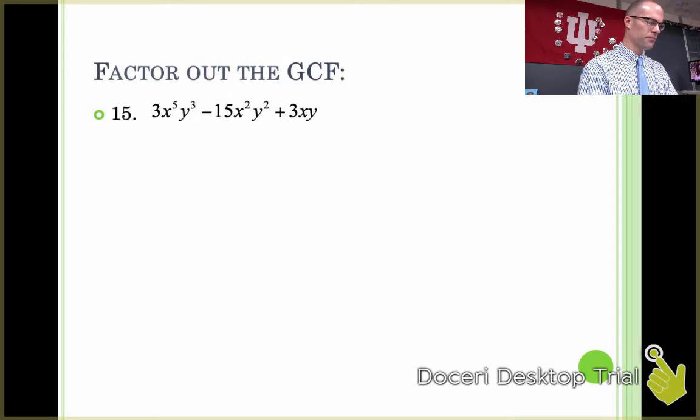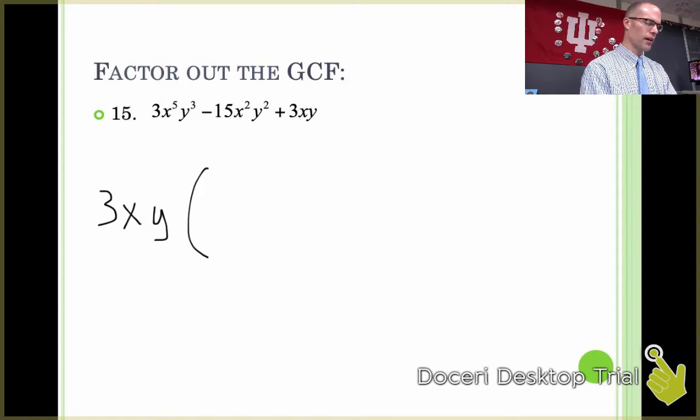Okay, number 15. We have a 3, a 15, and a 3, so we can take a 3 out. I have an x to the fifth, x squared, x. So the largest x I can take out of all 3 of them is just the one x because this is x to the first power. Same thing, they all have a y in common, but the largest y I can take out is the one y there. Okay, so now I got 3 divided by 3 is 1.